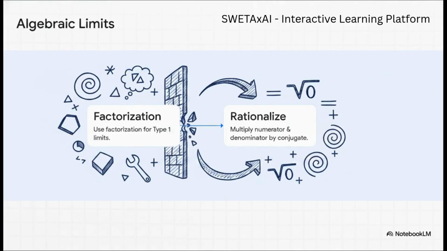Of course, sometimes you're going to run into an indeterminate form, right? Like 0 divided by 0. When you hit that kind of roadblock, whatever you do, don't panic. Just follow these step-by-step actions to clear it out. For type 1 algebraic limits, you can often just clear the path by factoring out the problem term. And for type 2, which usually involves roots, you bypass the block by rationalizing. You just multiply the numerator and the denominator by the conjugate, and you're good to go.